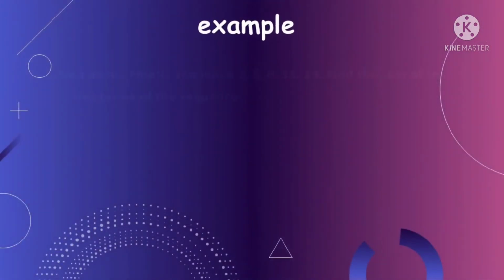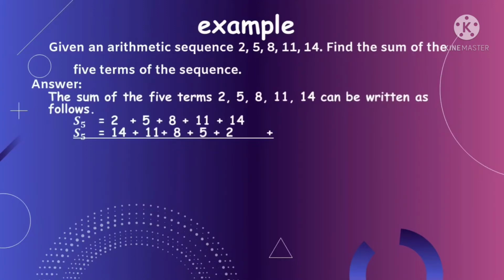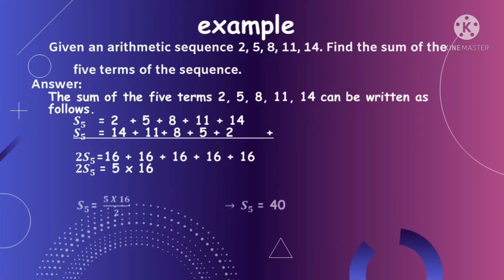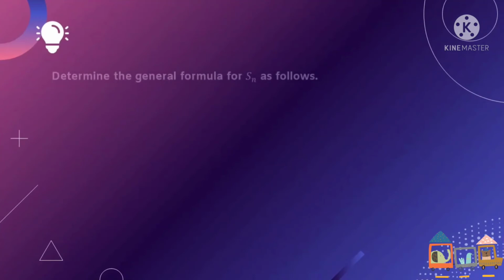Example. Given an arithmetic sequence, the numbers 2, 5, 8, 11, 14. Find the sum of the fifth term of the sequence. Answer. The sum of the fifth term can be written as follows: S₅ equals 5 times 16 over 2. S₅ equals 40. So the sum of the fifth term of the sequence is 40.